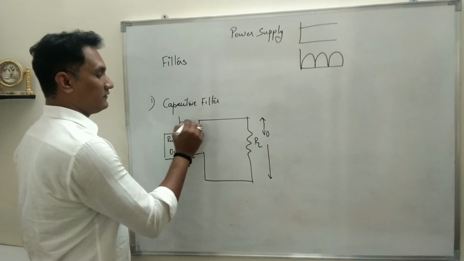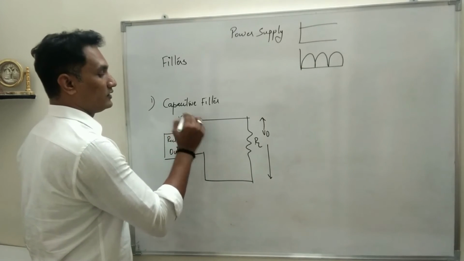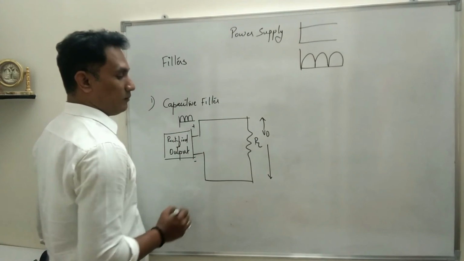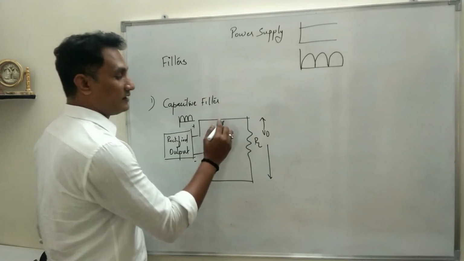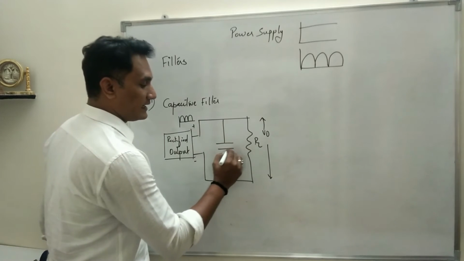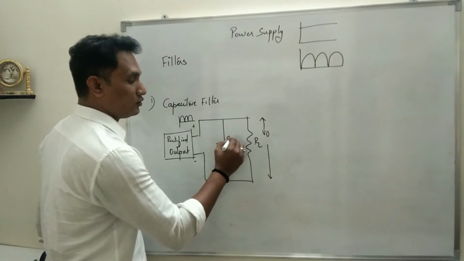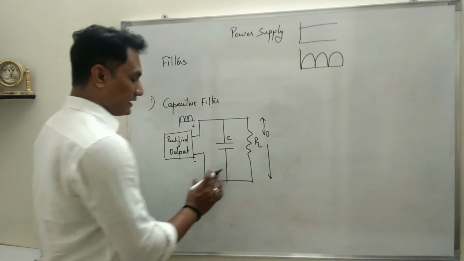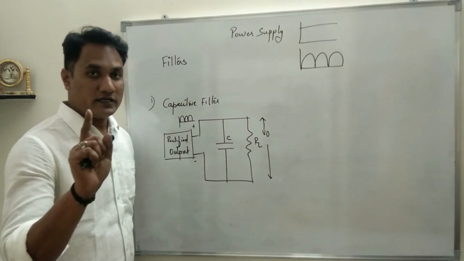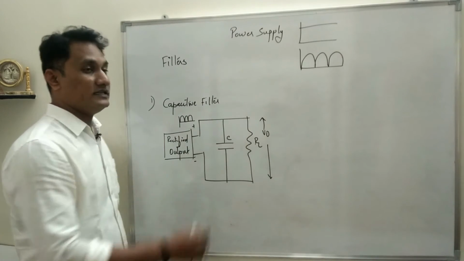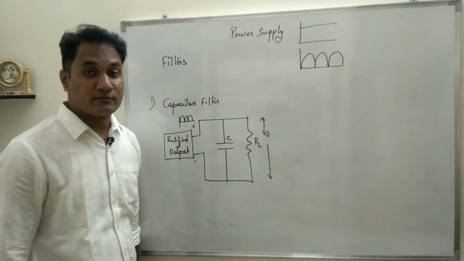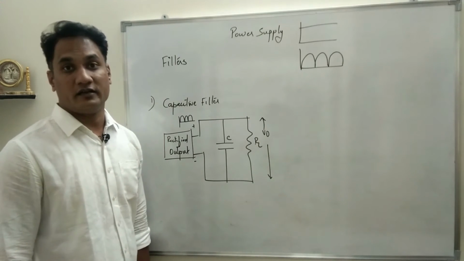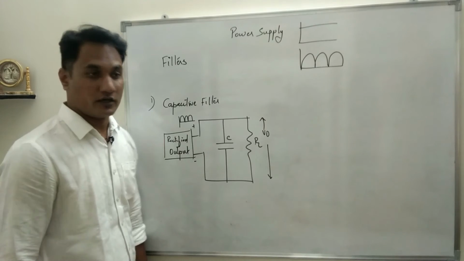Okay, so what is the rectified output? Rectified output has fluctuating DC. Say this is plus, this is minus. Now in a capacitive filter, a capacitor is connected in parallel to the load resistance. Okay, there is one formula you have to remember for each type of filter, so that you can give the explanation part of how it will convert fluctuating DC into almost a pure DC.